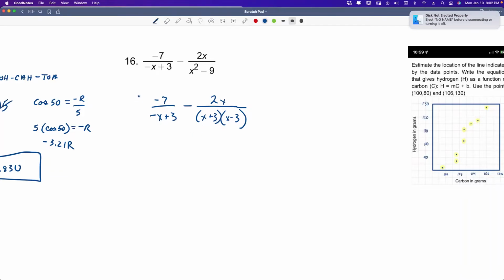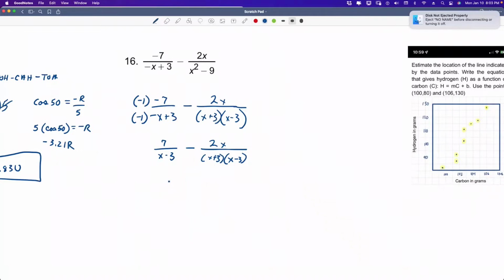So what we're going to do is we're just going to multiply the top and the bottom of this fraction by negative 1, and that's going to change it to 7 over x minus 3 minus 2x over x plus 3 times x minus 3. Now we can find a common denominator. All we need to do is multiply this fraction by this factor, and then we'll have a common denominator.